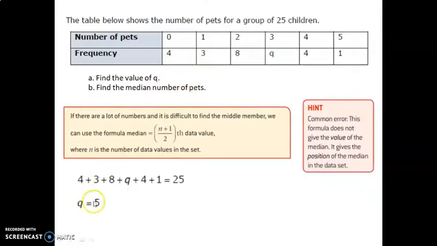So here's that Q value of 5. And now the median, well, the median is going to be the middle value. So if we know there's 25 data points, we're going to put 25 plus 1 divided by 2, which tells us the median value is the 13th position. And when you look at this list, in the 13th position, well, there's 4 here, 3 more here, so now we're at position 7, 8 more here, now we're at position 15 if we get to the end here. So if the middle value is at position 13, it must be a 2, because this takes us already to position 15.